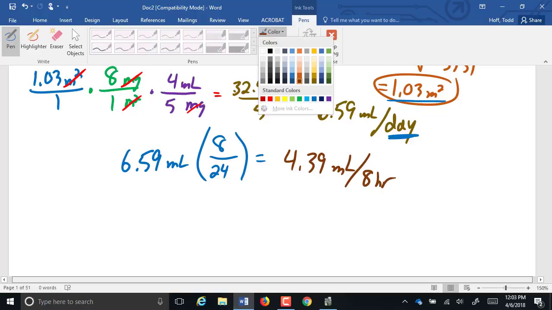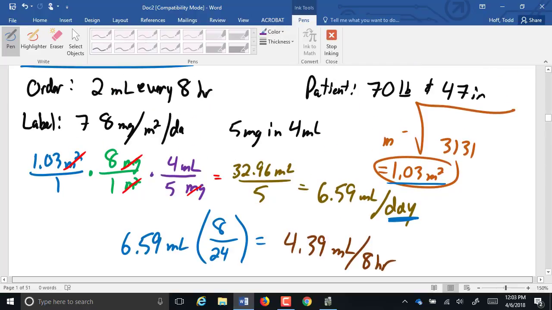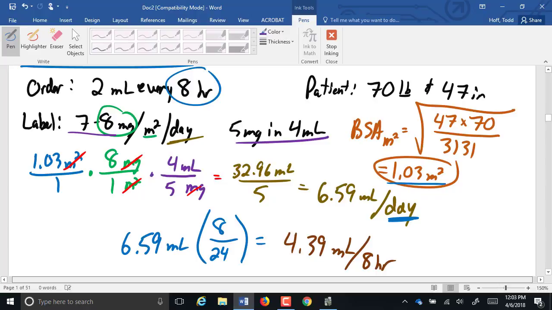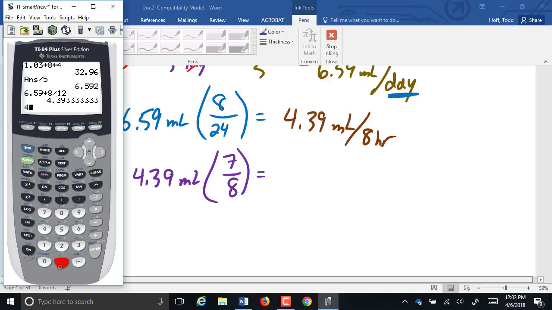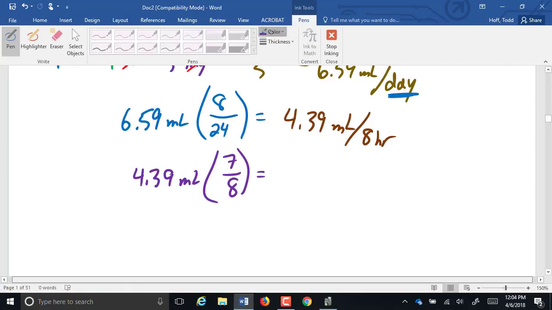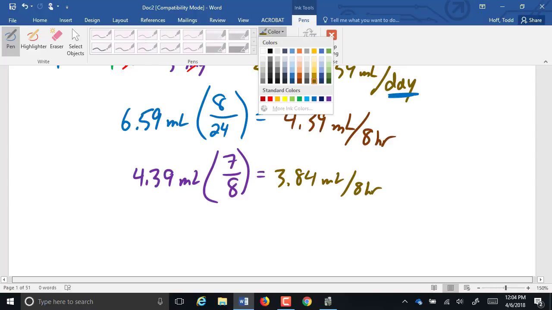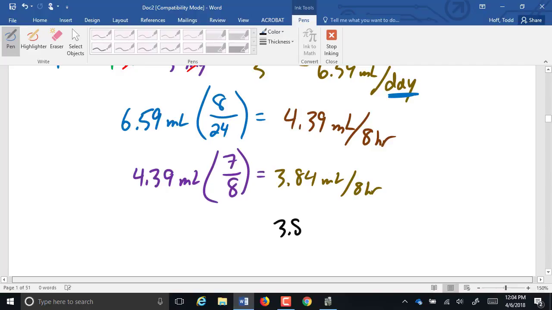That's the maximum dose. Let's find the minimum dose. That was calculated off the 8. Let's calculate down to the 7. So 4.39 milliliters. 8 is what we used. We're adjusting to 7. 4.39 times 7 divided by 8 is 3.84 milliliters every 8 hours. So our safe recommended range here, 3.84 to 4.39 milliliters every 8 hours.